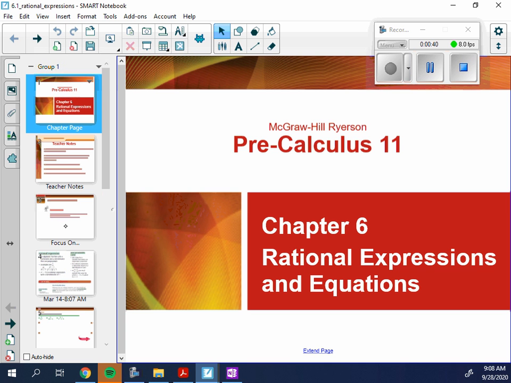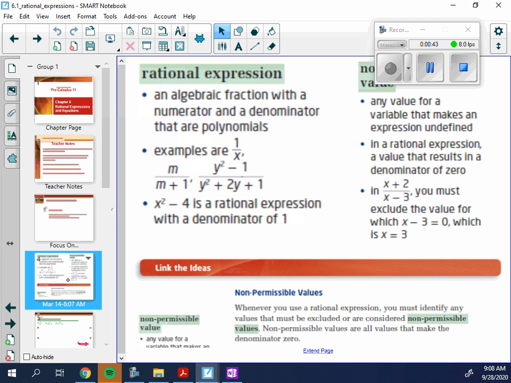Okay, here we go. So rational expression, here's your first definition. If you want to write it down, if you don't, that's fine. It's an algebraic fraction with a numerator and a denominator that are polynomials. So examples are 1 over x, m over m plus 1, y squared minus 1 over y squared plus 2y plus 1. And then the other example is x squared minus 4, which doesn't look like it has a numerator and a denominator, but you could express this as x squared minus 4 over 1. So this is still a rational expression, even though it may not look like it has those two pieces. You can make it look like it has those two pieces.